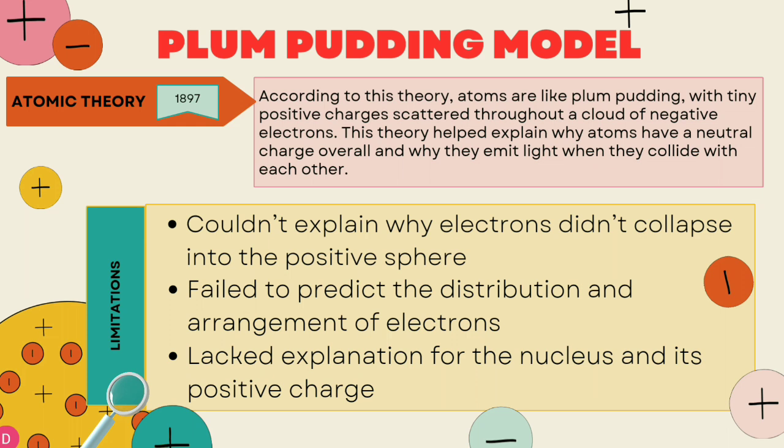Plum pudding model has some limitations. Number one, could not explain why electrons did not collapse into the positive sphere. Number two, failed to predict the distribution and arrangement of electrons. Number three, lacked explanation for the nucleus and its positive charge.